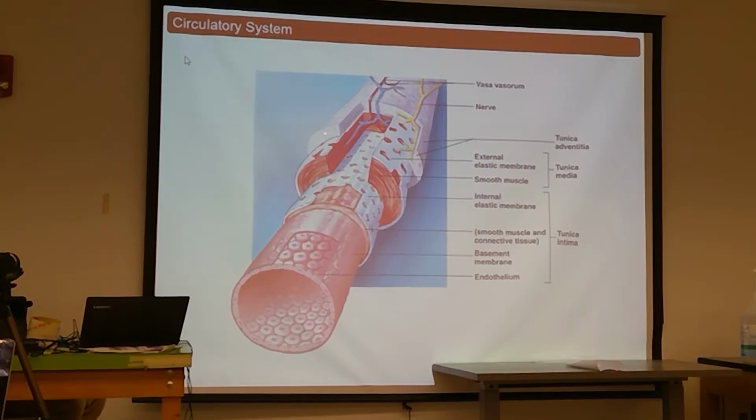And so this is that outer layer that we're talking about here. So you can see these vessels that come in. Those are the vasa vasorum. That's helping pull that tissue and giving it nutrients and everything.